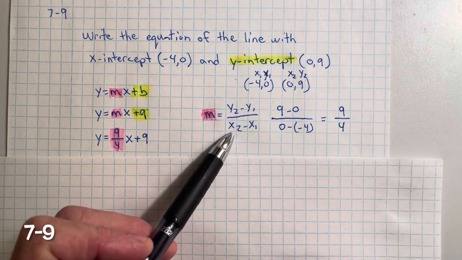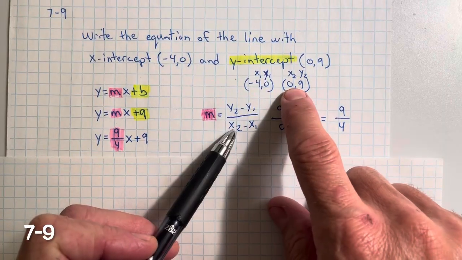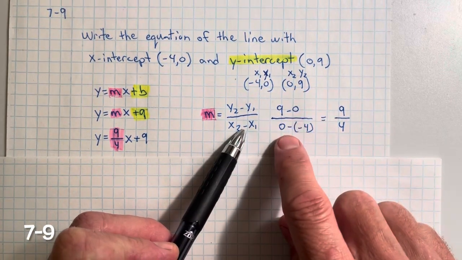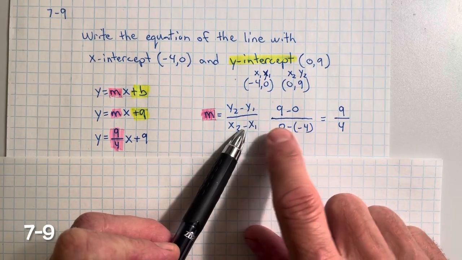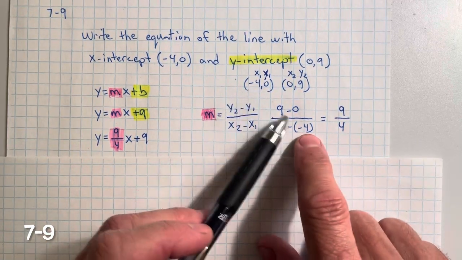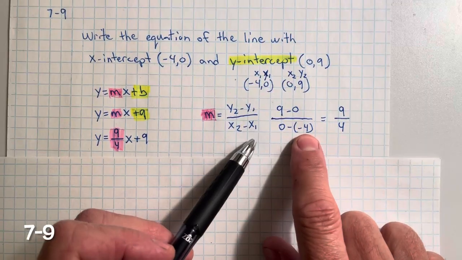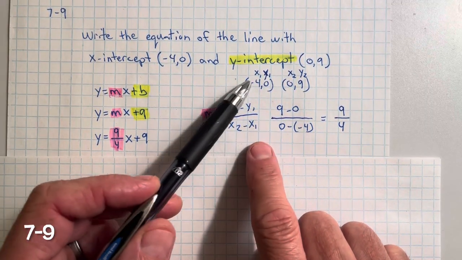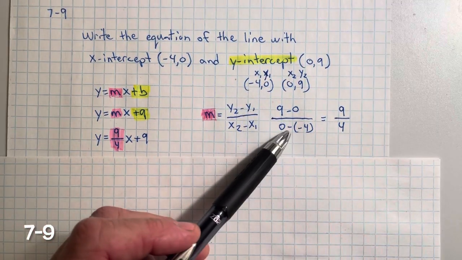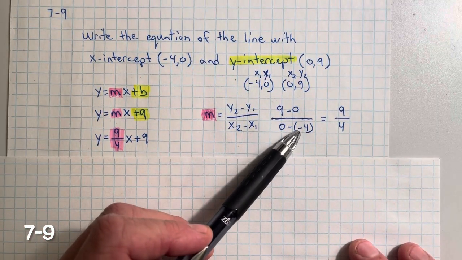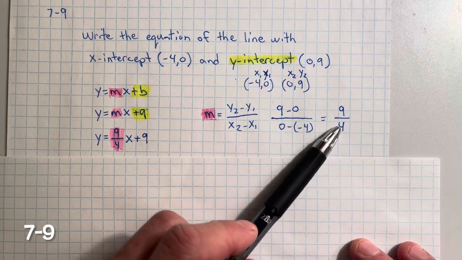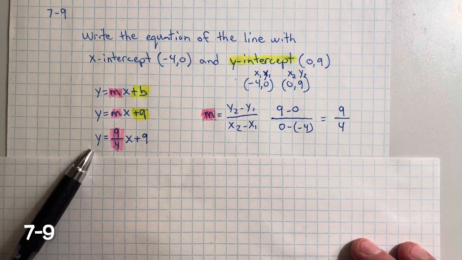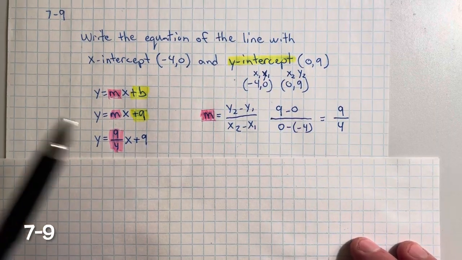So this is where it gets a little tricky. If I have x2, which is 0, and I'm subtracting, and what am I subtracting? x1 is -4. So it's not 0 minus 4, it's 0 minus whatever x1 is, and x1 is -4. And what is the opposite of a -4? A +4. So we have the slope of 9/4. So our equation is y equals 9/4 x plus 9.